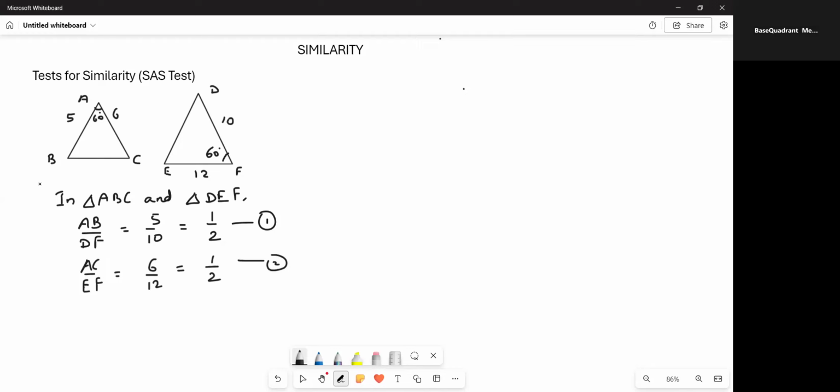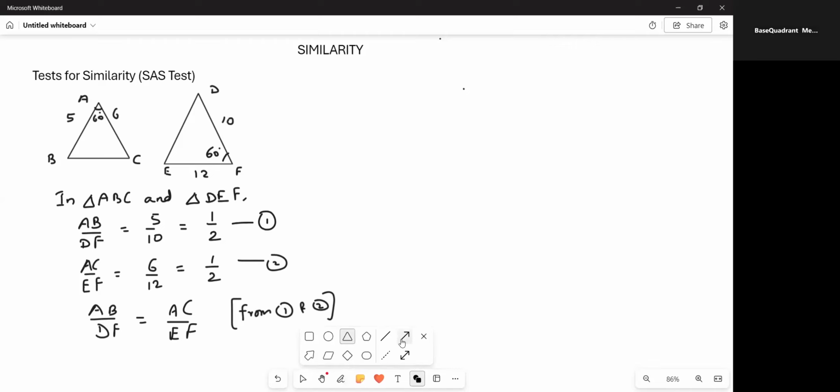One is AB upon DF, 1 upon 2, and AC upon EF is also 1 upon 2, which means AB upon DF is equal to AC upon EF. Got it? So from 1 and 2, we can say that the ratios of two sides are equal. Two pairs of sides. Is it clear?